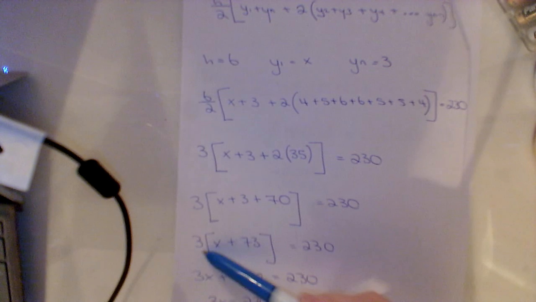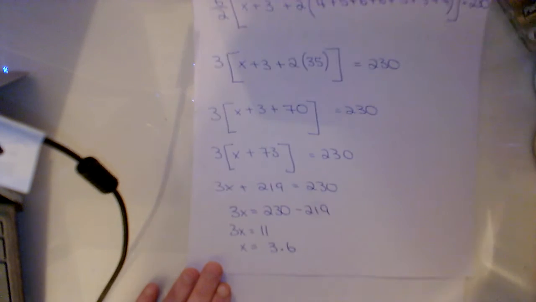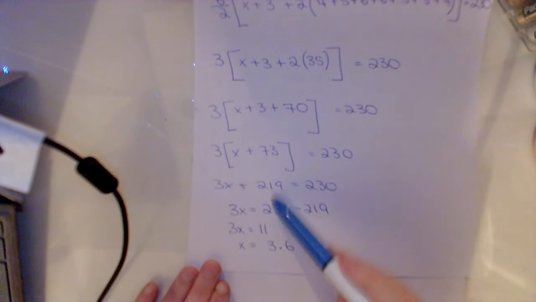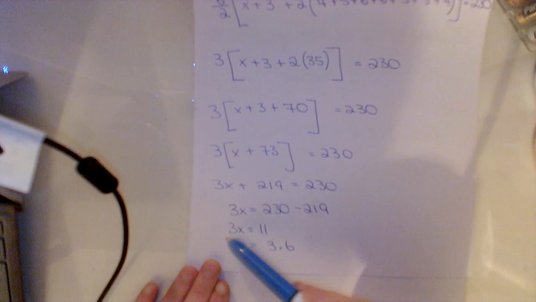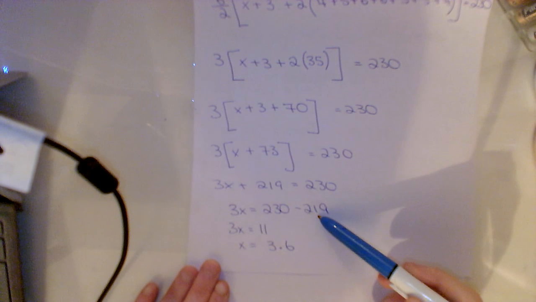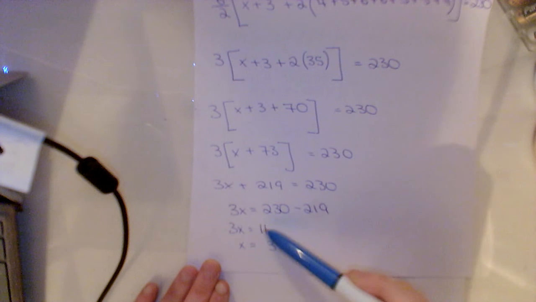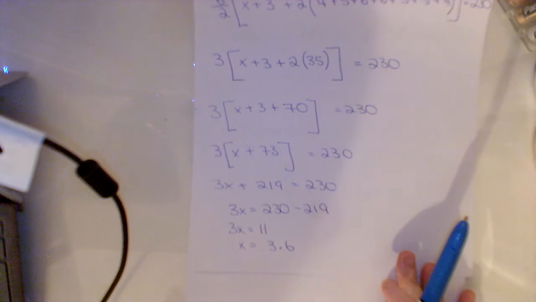This bracket means to multiply, so I'm going to multiply my terms in. So 3 times x will give me 3x, 3 times 73 will give me 219, and that's equal to 230. So I'll then have 3x is equal to 230 take away 219, and I'll get 3x is equal to 11. I'll divide across by 3, and x will be equal to 3.6.